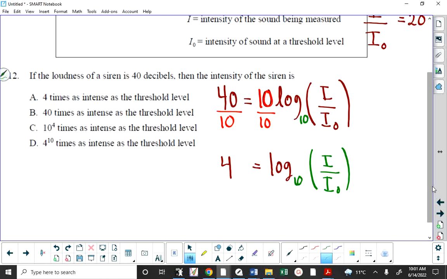And then remember, big lifesaver here, if you're unsure about the meaning of a statement that involves logarithms, write it in exponents instead or vice versa. So when I write this logarithmic equation in exponential form, I get 10 raised to the 4 equals I over I0, which means that it's 10 to the 4 times as intense as the threshold level.